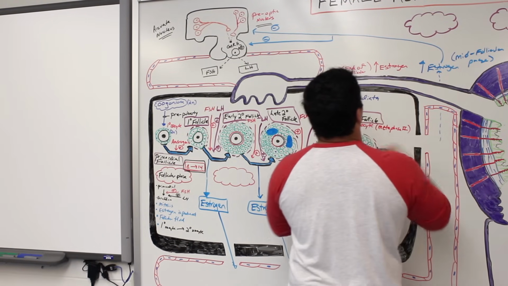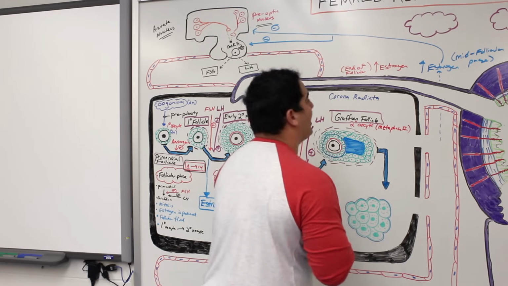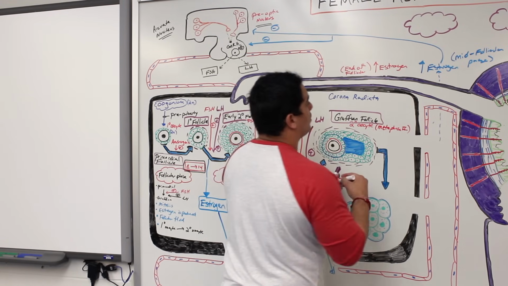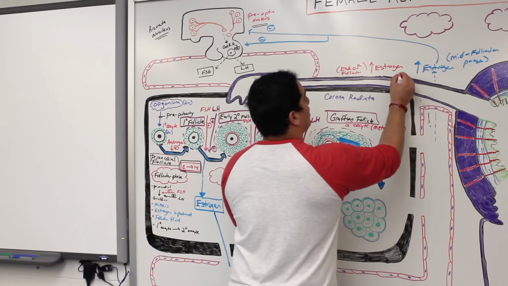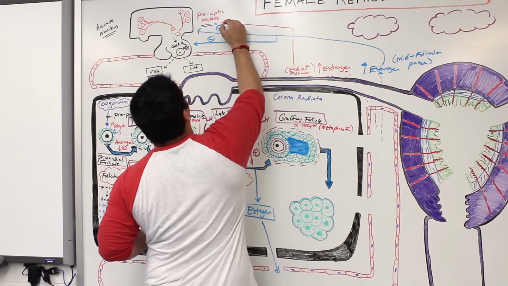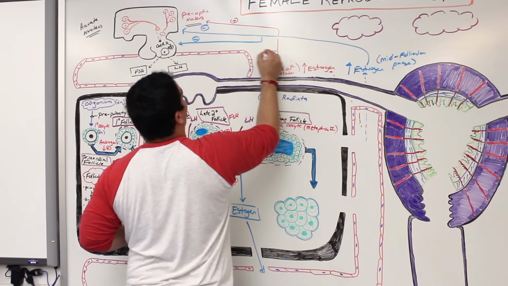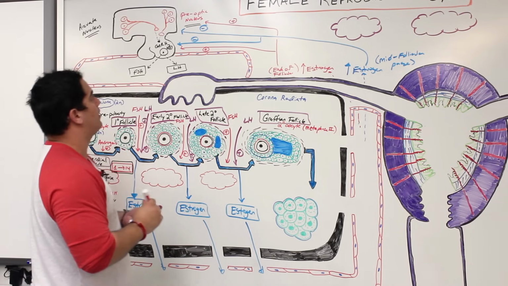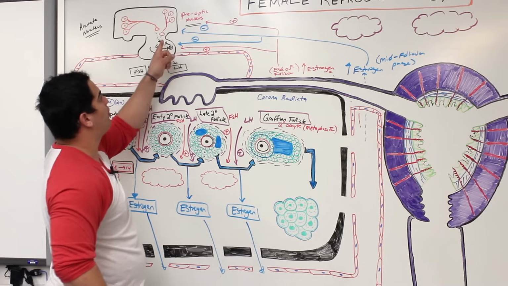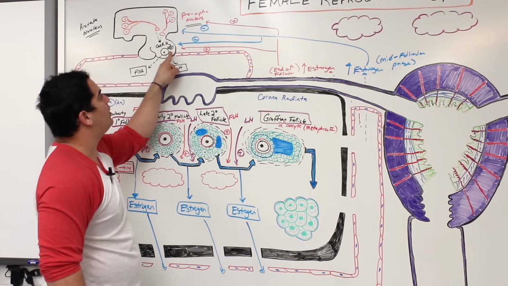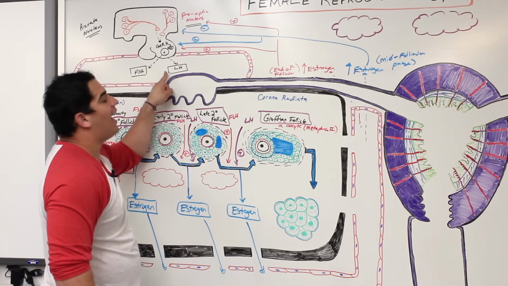And then what happens? When that happens, it exerts a negative feedback mechanism. Look what happens when it rises again towards the end of the follicular phase. It does something really weird. Oh, look at that. Isn't that weird, guys? It stimulates the hypothalamus to produce tons of GnRH. It stimulates the anterior pituitary to produce tons of LH.